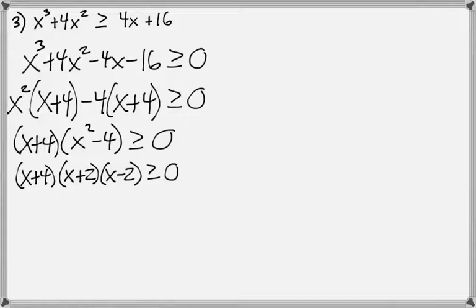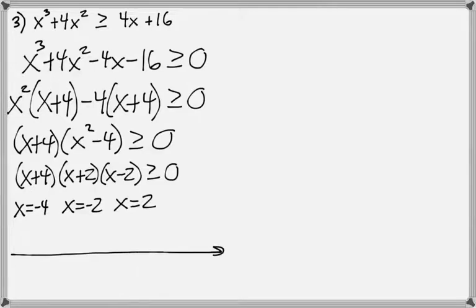If I were to set each of these equal to 0, I would get x is equal to negative 4, x is equal to negative 2, and x is equal to positive 2. So these represent the cutoff points of my number line. So this is negative 4, negative 2, and 2. And I want to pick test points using the table command.